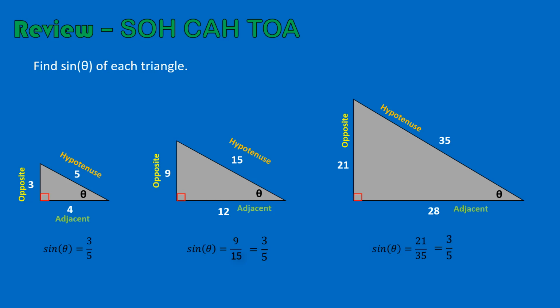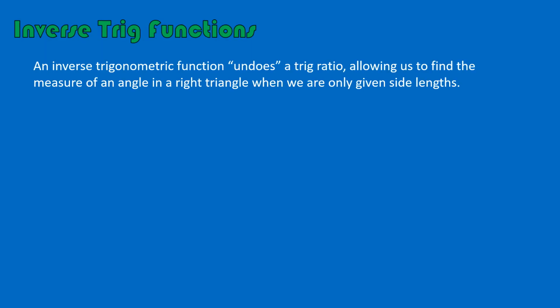And also the fact in the last problem, the cosine of 57 had an exact value to it. And this is going to bring us into finding our angles. To do that, we're going to use inverse trigonometric functions. So an inverse trig function undoes a trig ratio, allowing us to find the measure of an angle in a right triangle when we are only given side lengths.